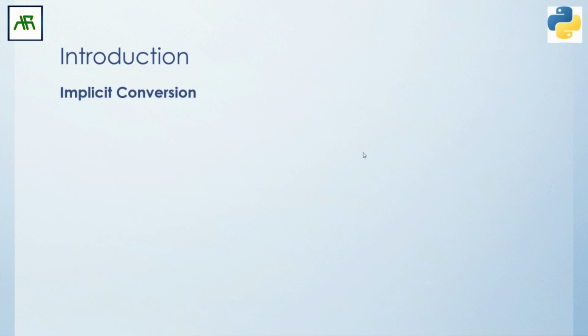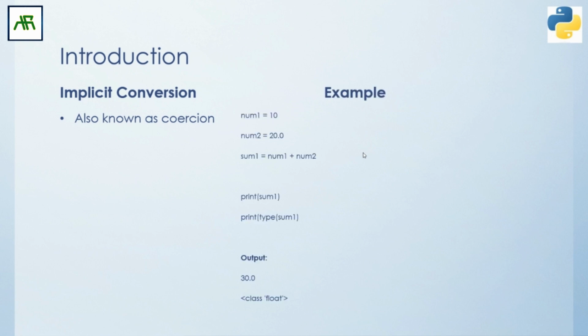Next type is the implicit conversion. It's also known as coercion. As we saw, it's done by the Python interpreter itself and not forced by the programmer or the developer. Here is an example. num1 is defined as 10, num2 is defined as 20. When I add sum1 equal to num1 plus num2 and I print, the output is 30.0, which is a float. So by default, it is taking the data type of the larger number.